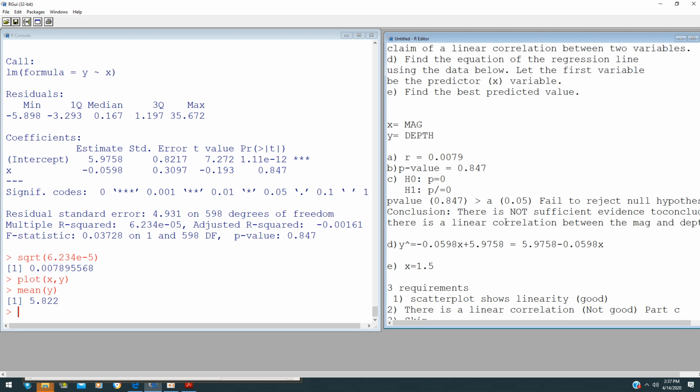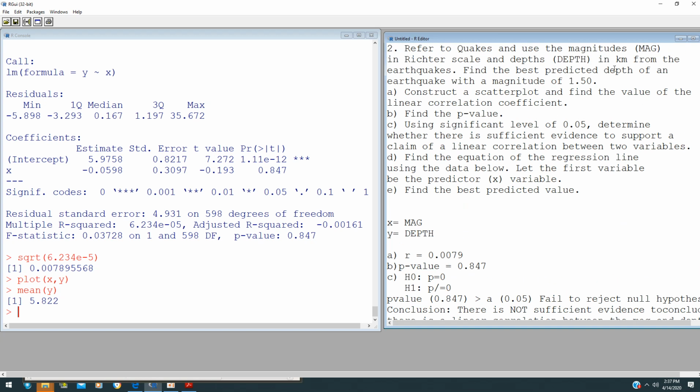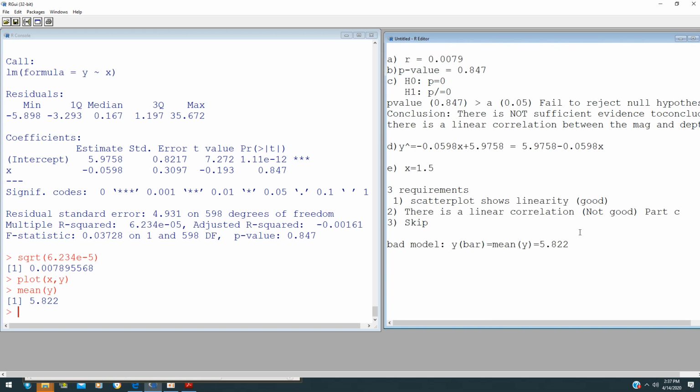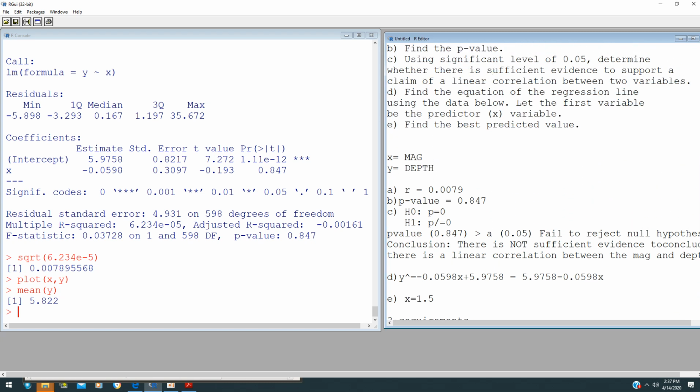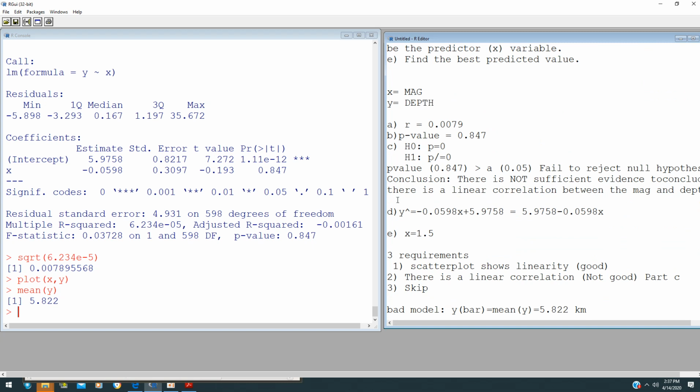Since we're predicting y, your depth here is in kilometers. So your unit here is kilometers. So this is how we do questions A, B, C, D, E in chapter 10 here. Again, A, B, C is for 10.1. The last two, D and E, are for 10.2.